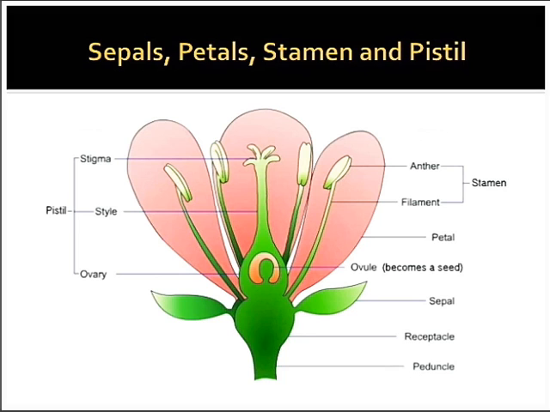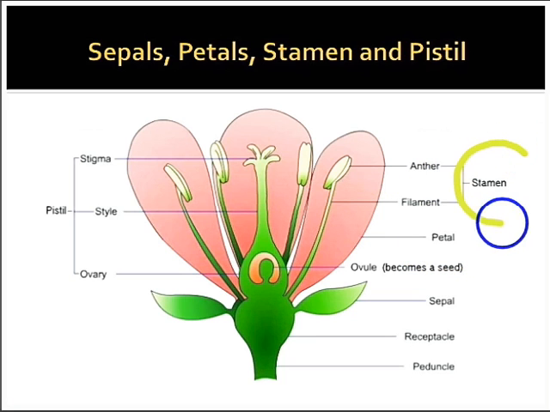So first of all I will start with the sepal. Sepal is the green colored covering at the bottom side of the flower. When the flower was in bud shape, it used to cover the flower, so it functions as a protective covering over the flower. And as it is green in color, it also does photosynthesis. The second part is petal. Petals are colorful and they attract insects for pollination.